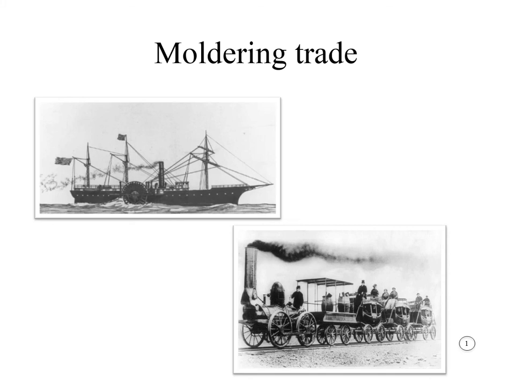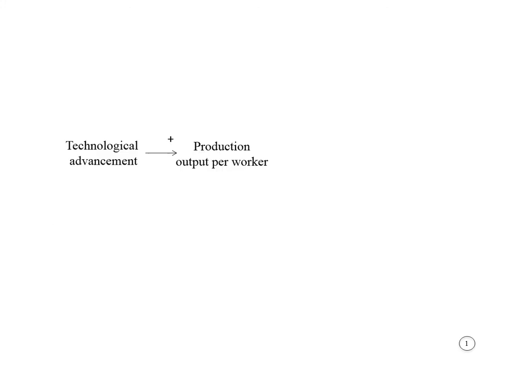So now that you could produce more, you have a higher opportunity to access different people all around the world and sell your goods to them. Now, the economics of it. Technological advancement has a positive impact on production output per worker. What we call, as Lyndon mentioned, productivity.